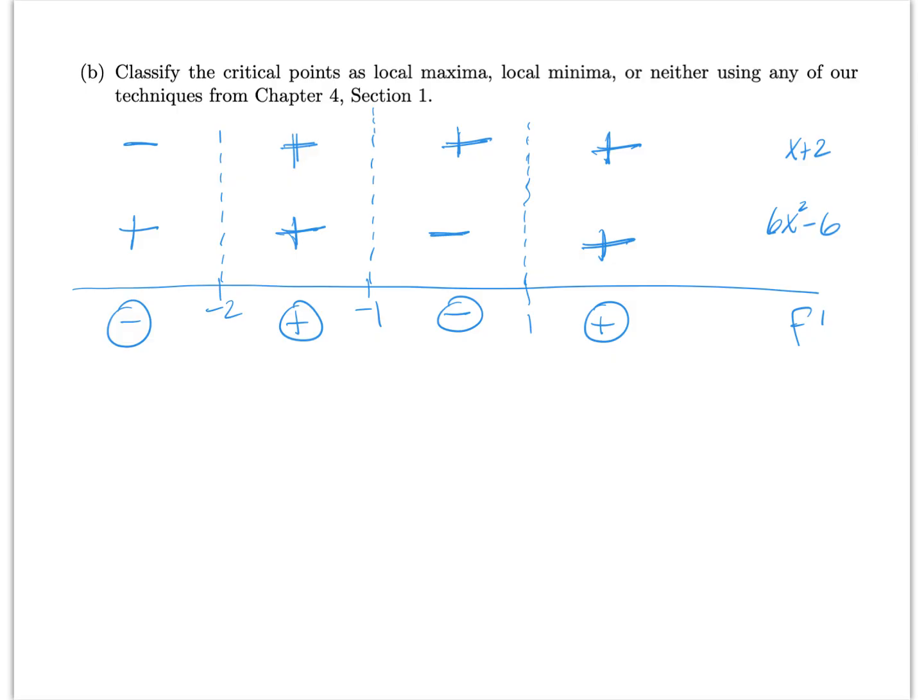And now that I know what the signs of f prime are, I can figure out the behavior of f in terms of whether it's increasing or decreasing. Remember, f prime negative means f is decreasing. f prime positive means f is increasing. So we've got decreasing, increasing, decreasing, increasing, which means we've got a min and then a max and then a min.